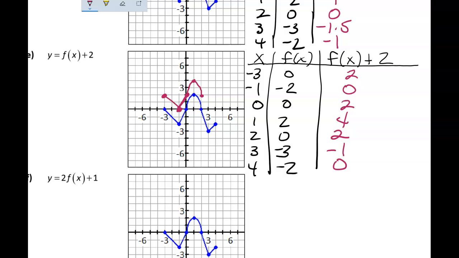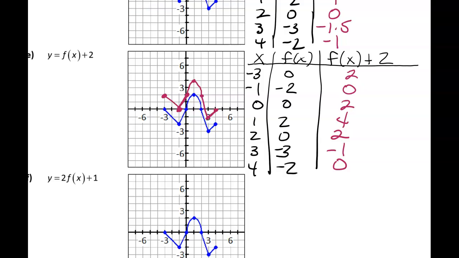Here's the next part of the graph. And we would notice that probably if we graphed it and saw that one point was out of place. And then we've got 3, -1, and 4, 0. So this is just really a vertical translation where the graph is shifted upward 2.